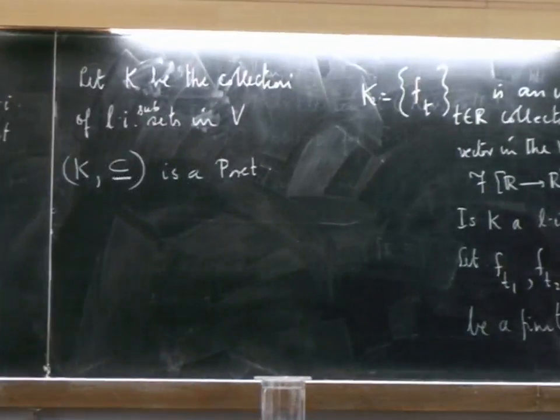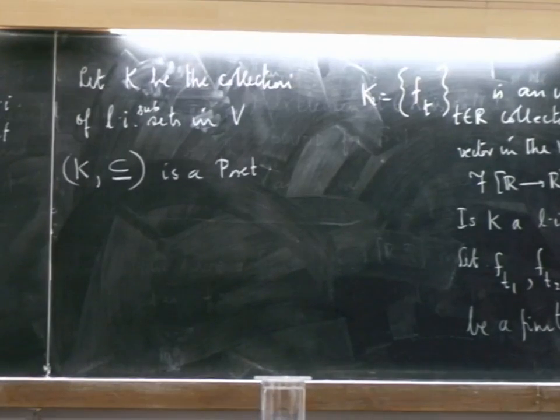Now, what is meant by a maximal element of this poset? First of all, it must be an element of this, which means it must be linearly independent. What does maximal mean? This fellow cannot be embedded in a bigger linearly independent set. So, in a sense, this is some kind of an optimal size for a linearly independent set.